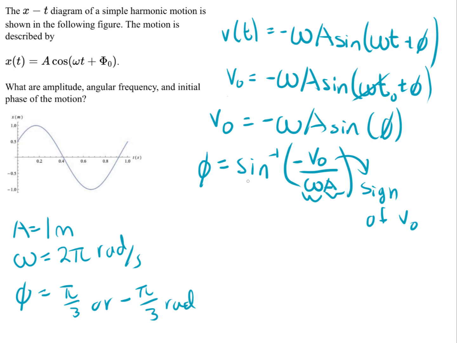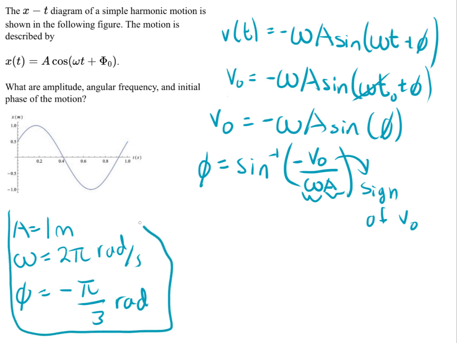So if the inverse sine of this negative value returns a negative value in radians, then this would have to be the only possible answer. So the other option is not the phase constant, and the phase constant is going to be negative pi over 3 radians. And that is how you would solve this problem here.